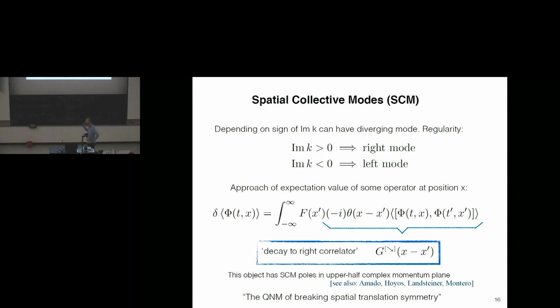And just a brief remark that every now and then these modes did come up in the literature, for example, in this paper where absorption lengths in holographic plasmas were studied. But what I want to say is that the upshot of all this is that these SCMs, these spatial collective modes, which describe the spatial structures of these non-equilibrium steady states, are essentially the quasi-normal modes of spatial translation symmetry breaking. The quench broke, of course, time translation symmetry strongly. This is spatial translation symmetry.